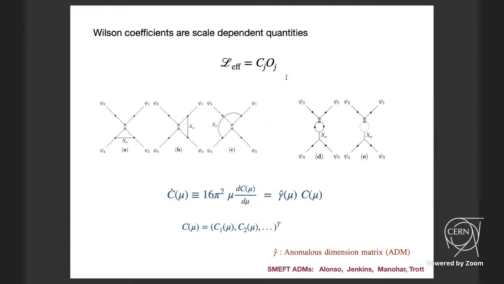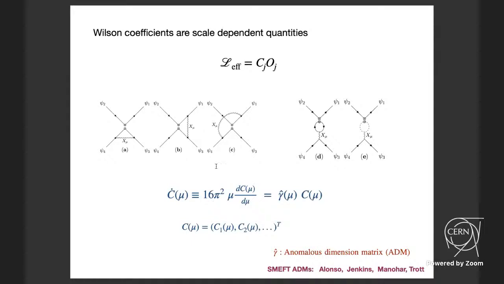Okay, so the effective Hamiltonian, or Lagrangian, you can write it like C_i O_i, but the C_i here are the Wilson coefficients, which are scale dependent quantities. Actually, what happens is that at one loop level, for example, when you calculate these loops, they diverge, and you have to renormalize and add the counter terms to normalize the theory. And these counter terms, to kill the poles, contribute to the anomalous dimension of these operators.